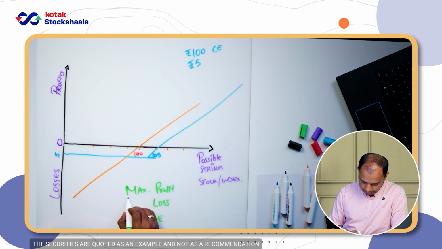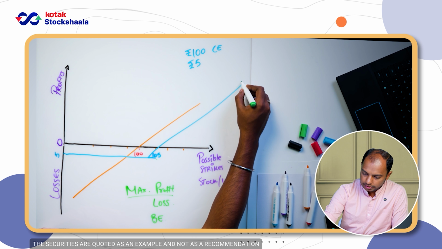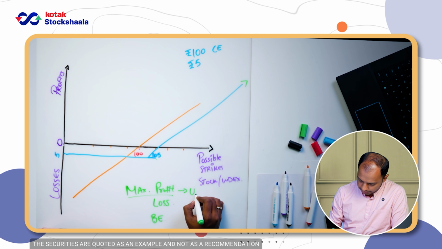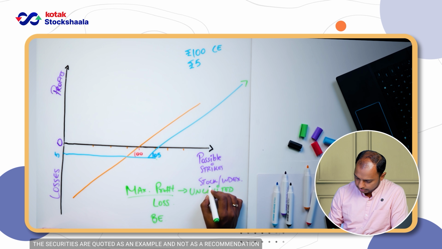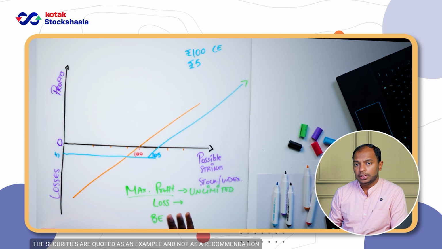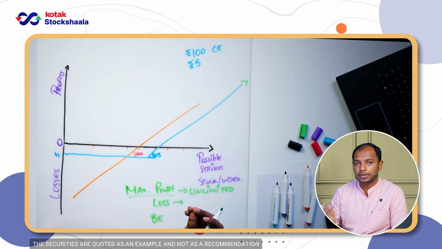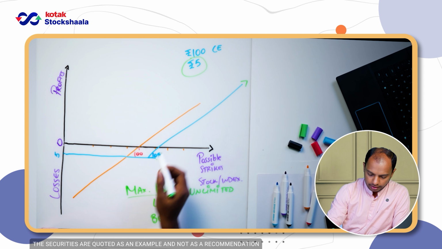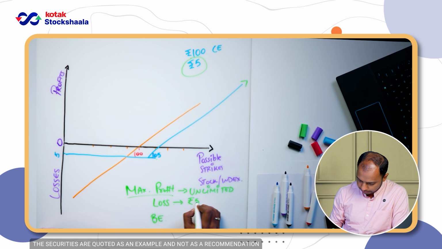So let's first identify the maximum profit. In this case, we identified that the maximum profit here is unlimited. So that's the first metric, maximum profit, which is unlimited. Now the second one is maximum loss. You know that in a call option, the maximum loss is to the extent of the premium that you have paid. So in this case, it was 5 rupees that we paid, and we have also marked the same here. So the max loss is rupees 5.